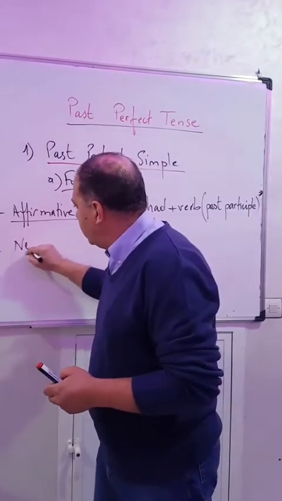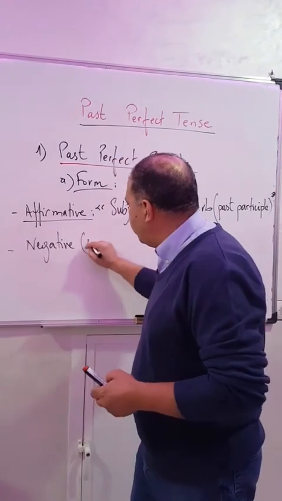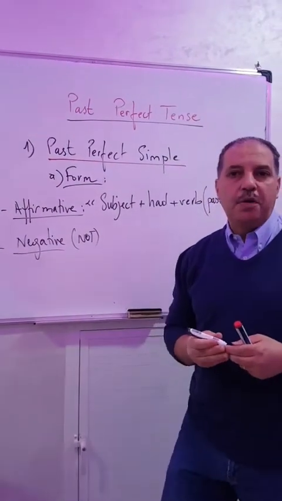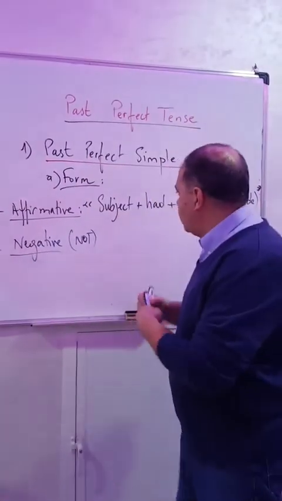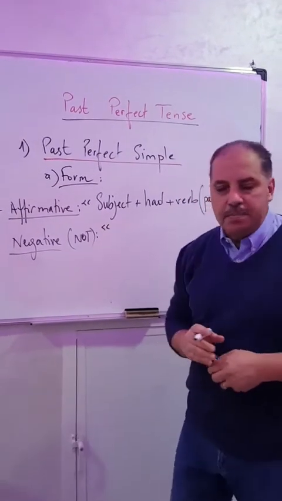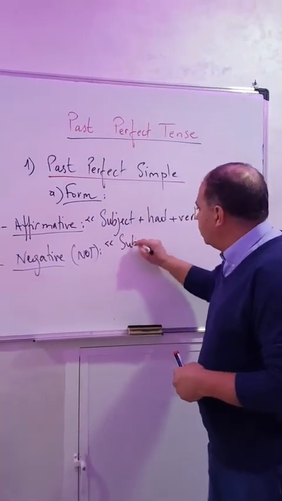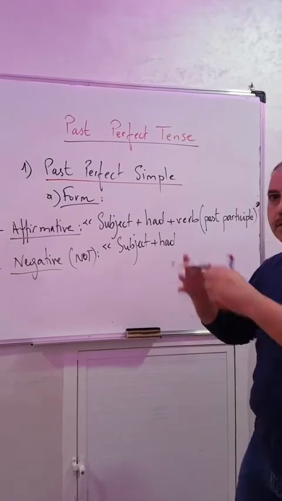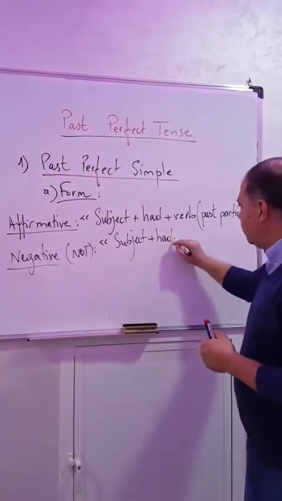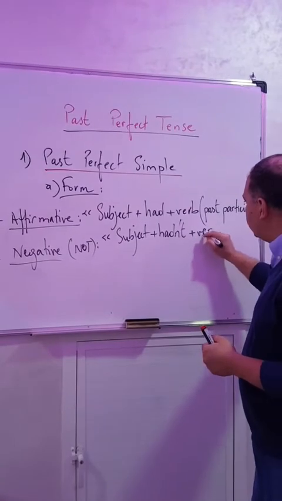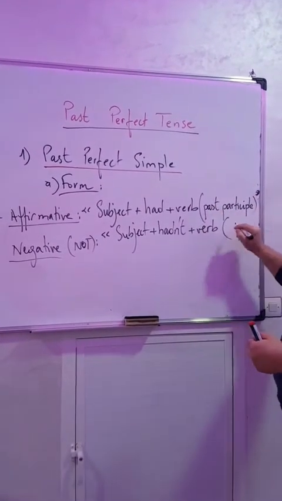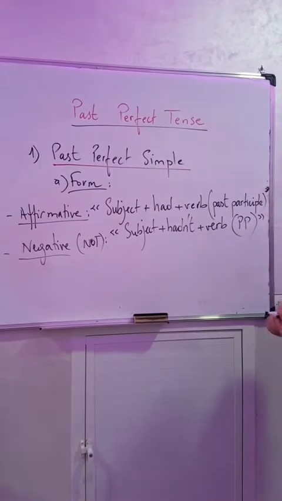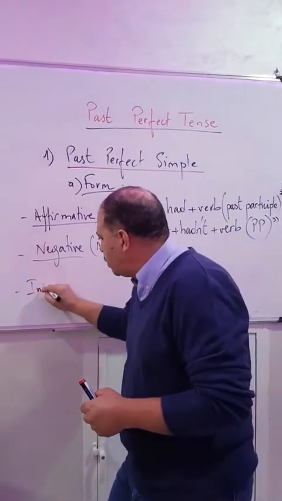Then we move to the negative. When we say negative, I'm dealing with this not. Where shall we put this not? We need to know exactly the position of this not. It's subject plus had not, and we make the contraction and it becomes hadn't, plus verb in past participle, P.P. This stands for past participle. And then we move to the question.